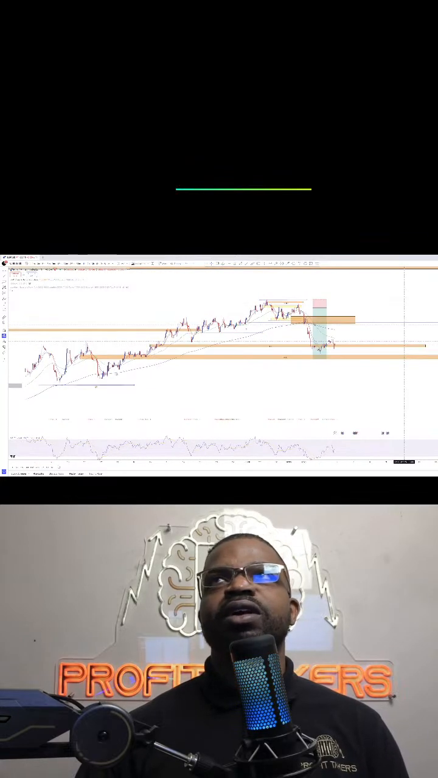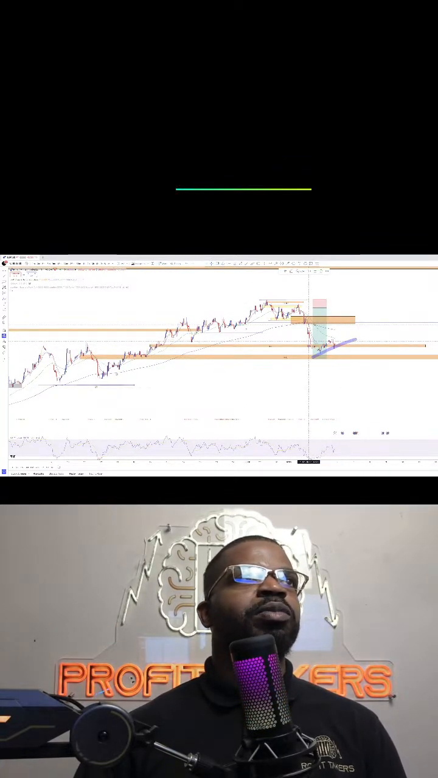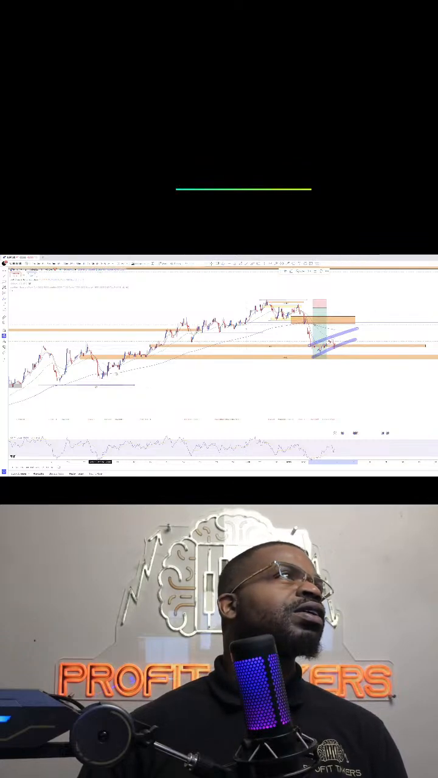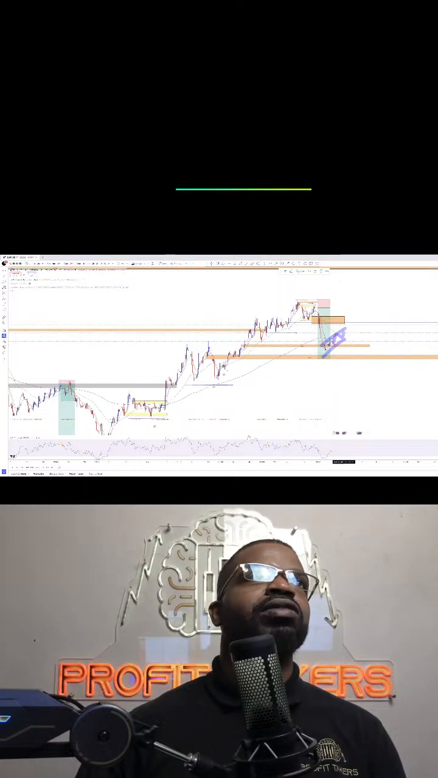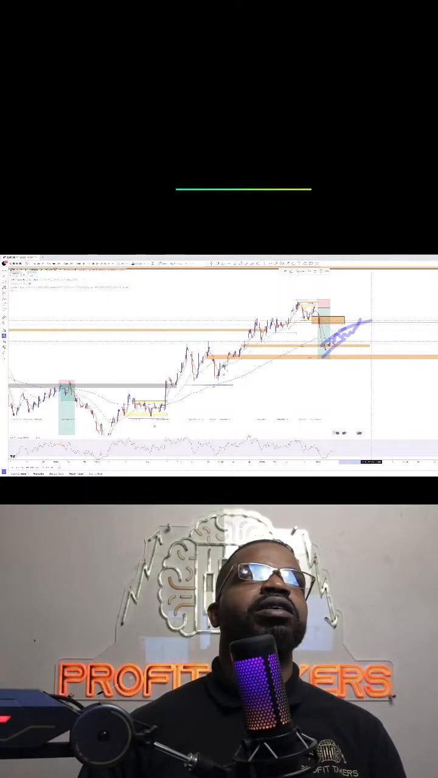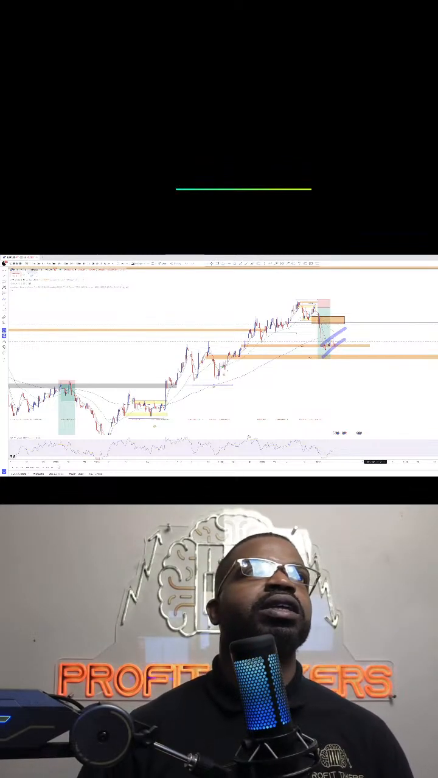But just looking at the way it's set up, it's a good chance that this thing could just be a bear flag. It could also continue to this level right here before falling. So that's why we want to wait.